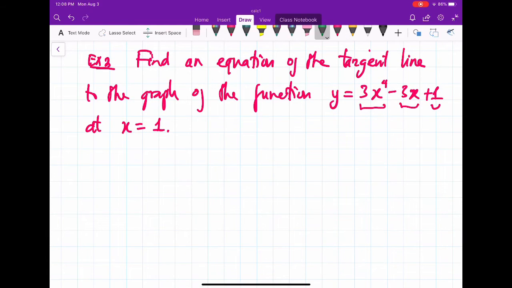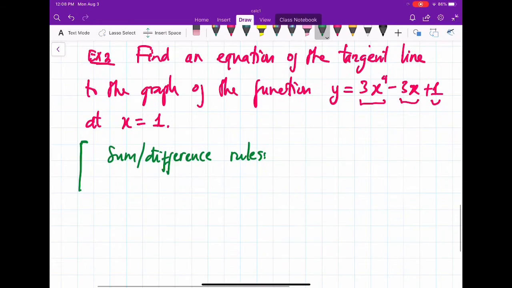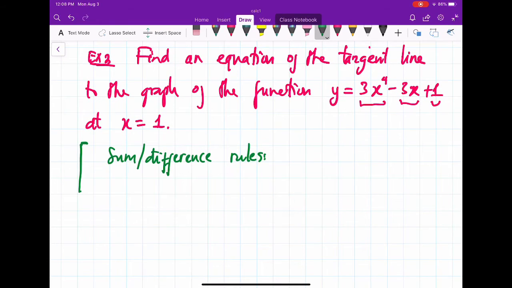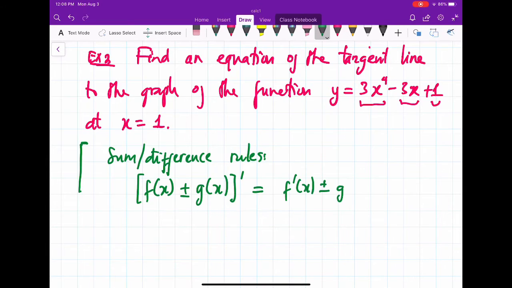Again, in this situation, we need to apply the sum or difference rule, right? I'll tell you, this is pretty easy because it comes from the definition of the derivative. So that's why I don't write it in separate form. But if you have two functions f and g, and you want to find the derivative of f plus g or f minus g, you just write that it is f derivative plus or minus g derivative. Okay, so it's pretty easy.